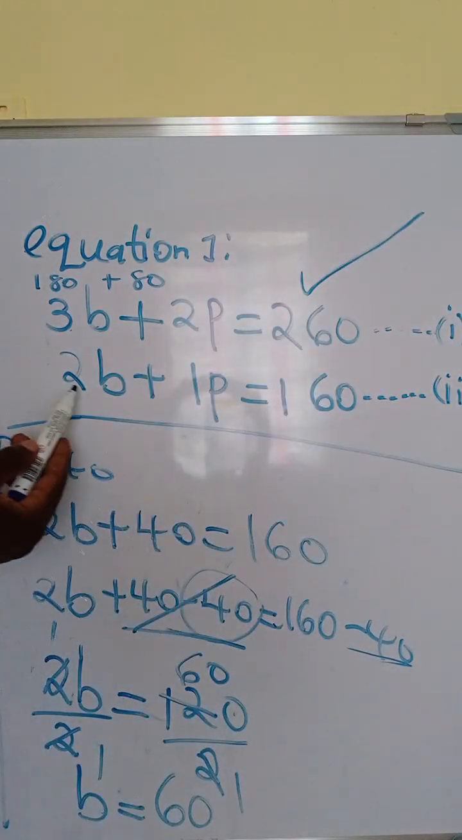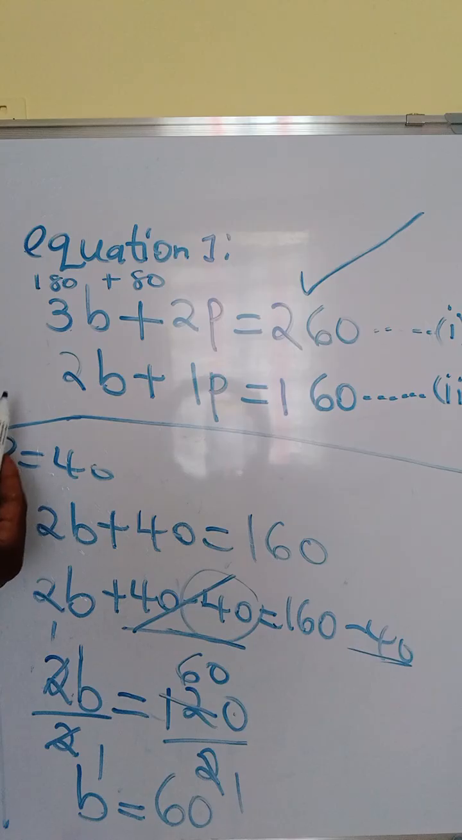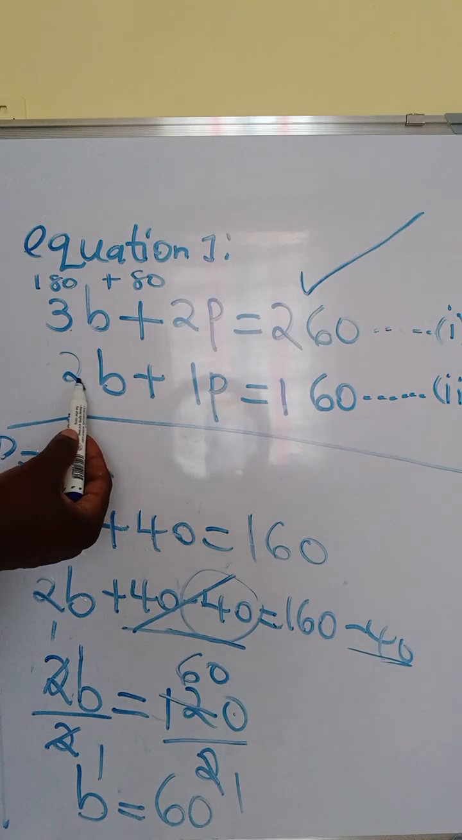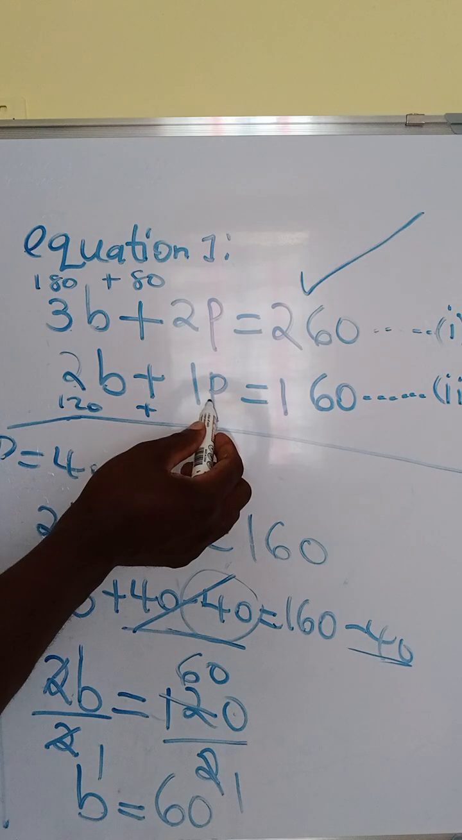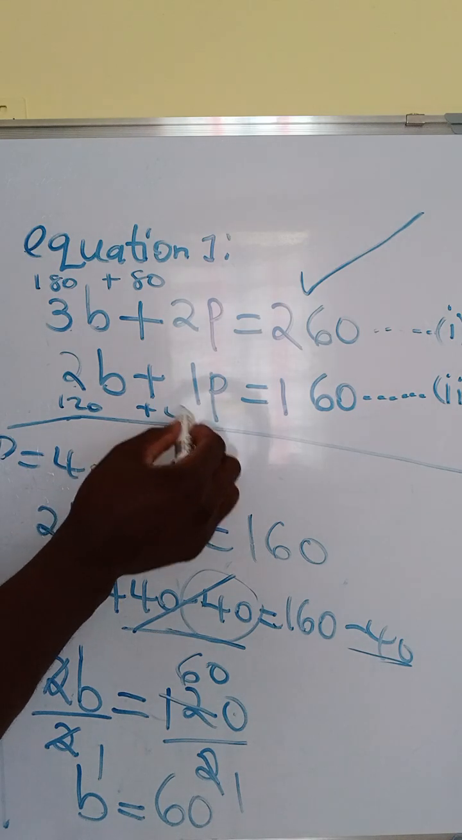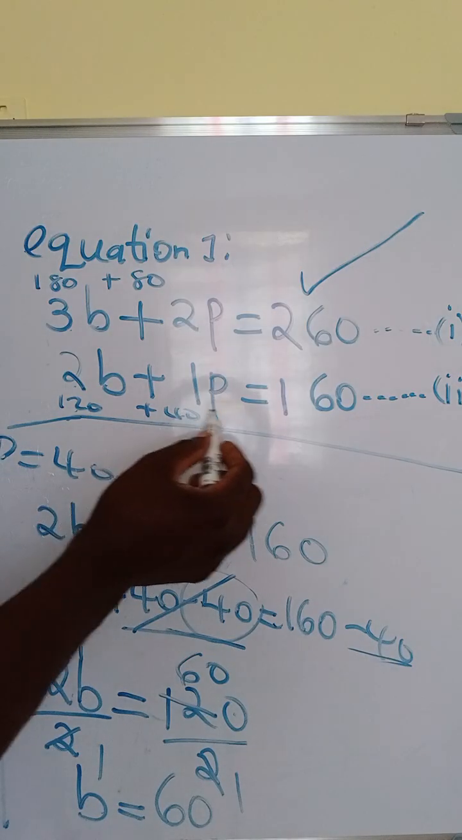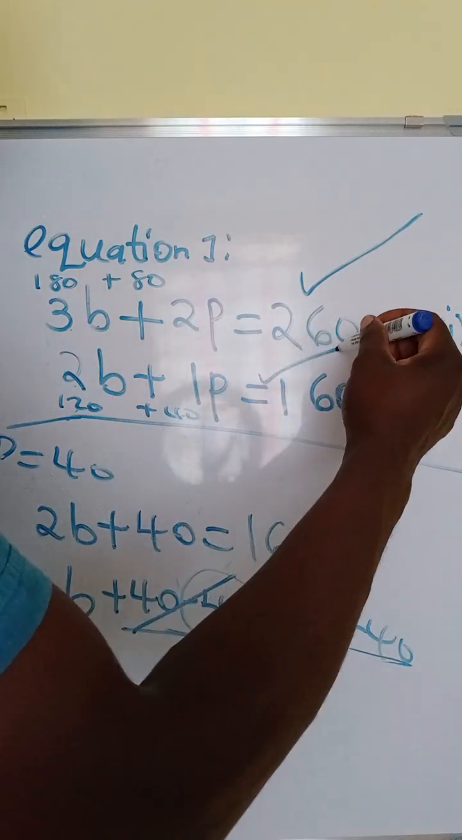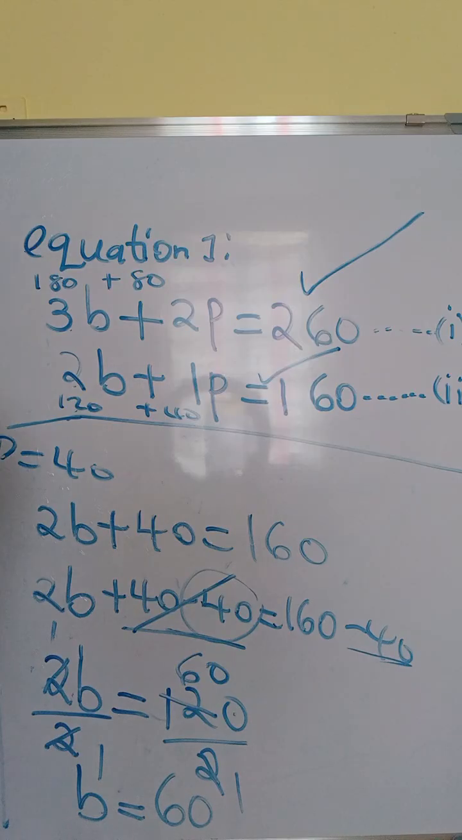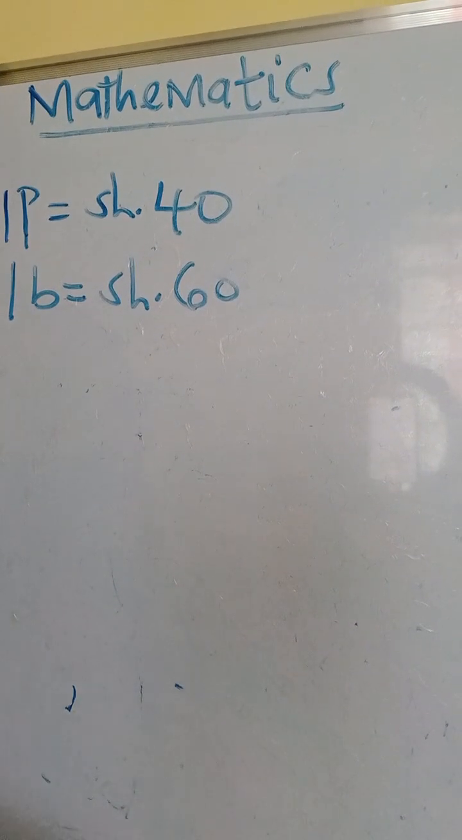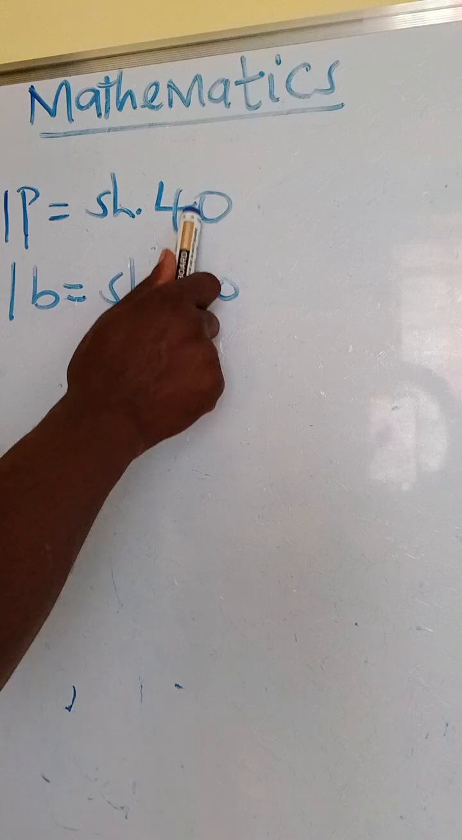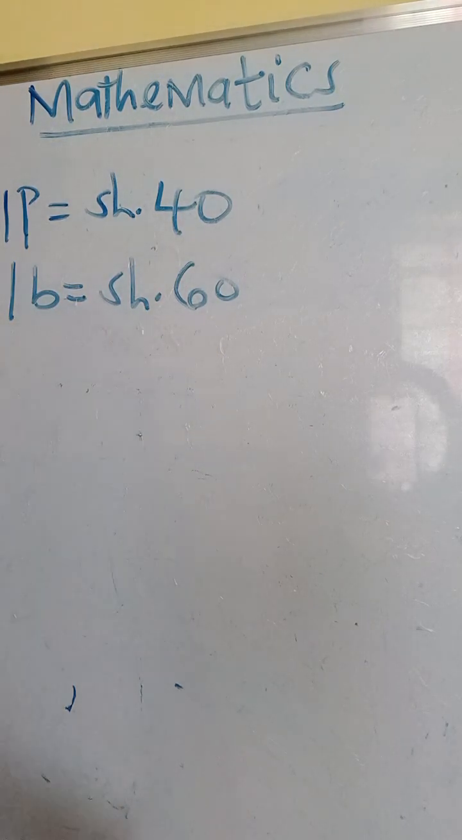We come and confirm with equation 2. We have gotten the value of b as 60. So 60 by 2 is 120 plus p, which is 40 by 1, is 40. So 120 plus 40 is 160, which is correct. So we have confirmed our answer to be accurate. This method is known as the elimination method. Therefore, the cost of one pen is 40 shillings and the cost of one book is 60 shillings. Thank you very much.